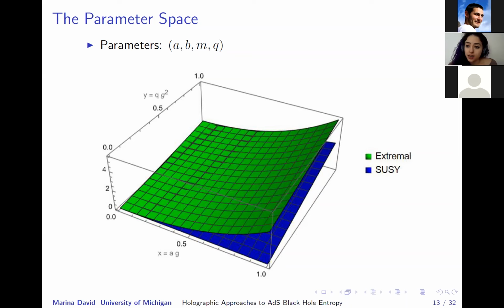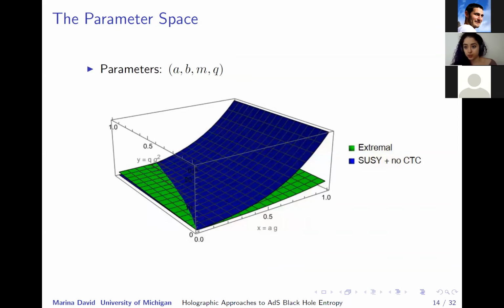So that means that in this particular solution, I could not have a supersymmetric non-extremal solution, because this would be unphysical and below the green surface here. However, like I mentioned, we're actually imposing an additional constraint to remove the closed time-like curves. And then you see a very clear intersection of the extremal surface and the supersymmetric surface.